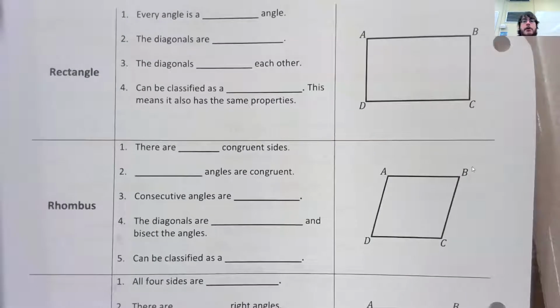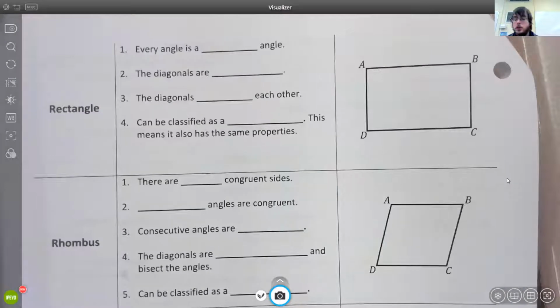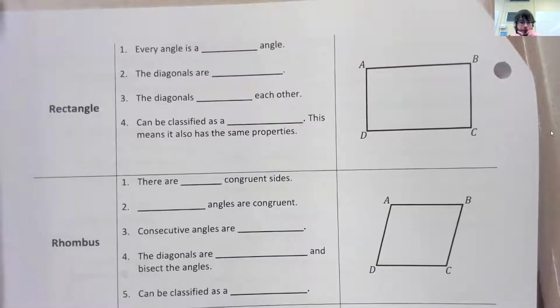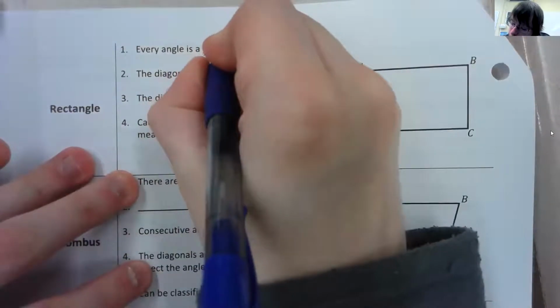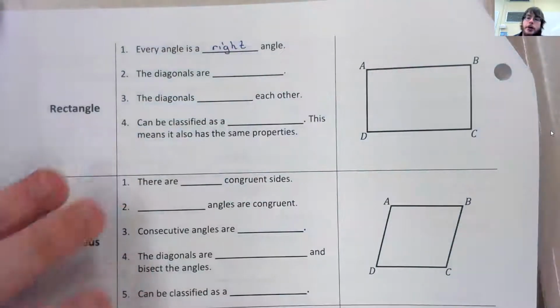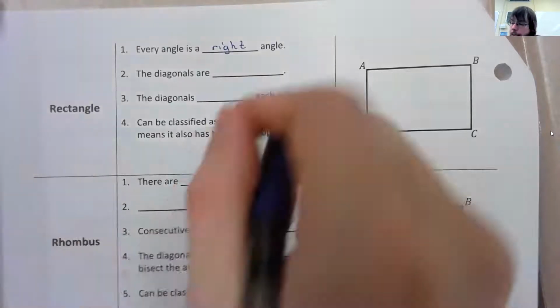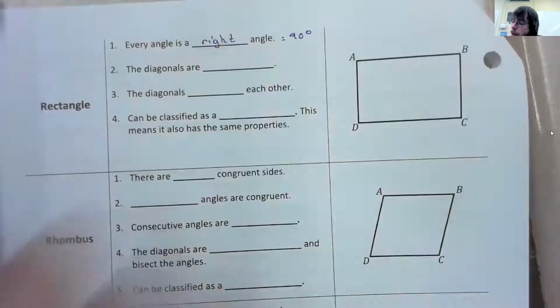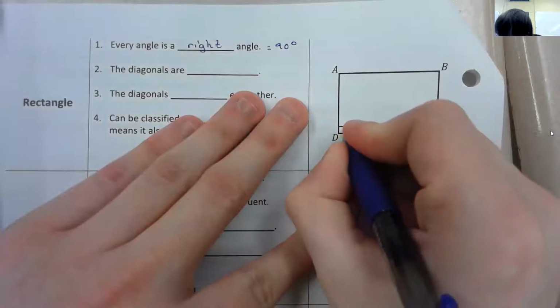All right, let's look at rectangles. You guys should be familiar with rectangles as well. The very first property that everybody should know is that every angle is a right angle. So every angle in a rectangle is a right angle, and of course, that means that each angle measures 90 degrees. So each angle should be 90 degrees, and we're going to put the little corner marking on each one.